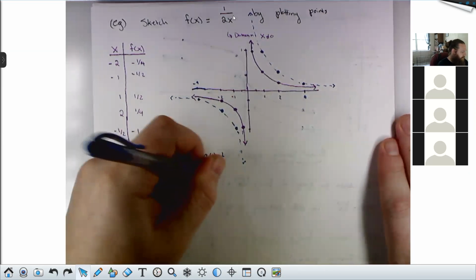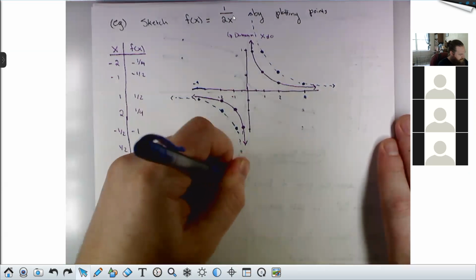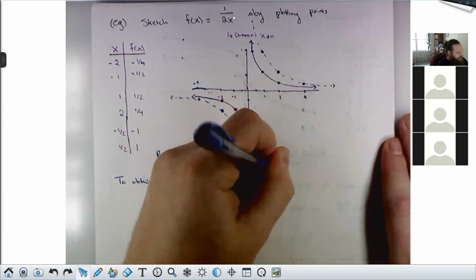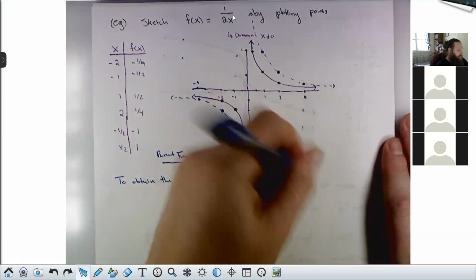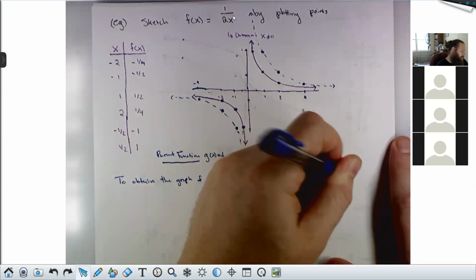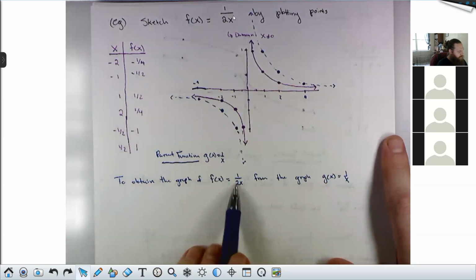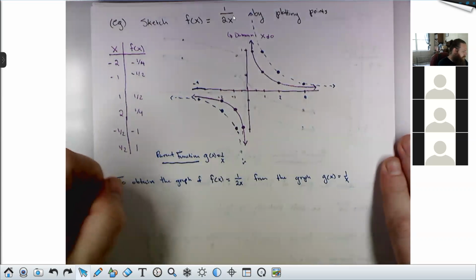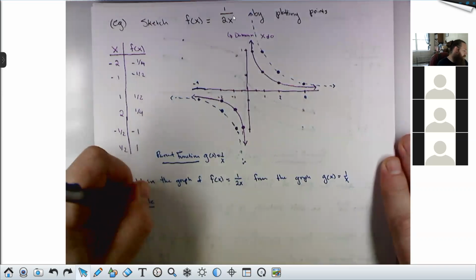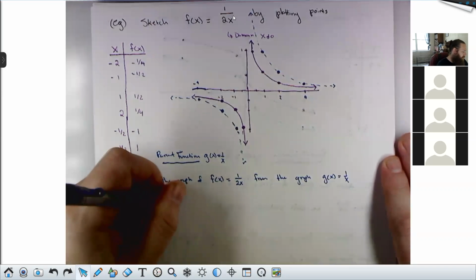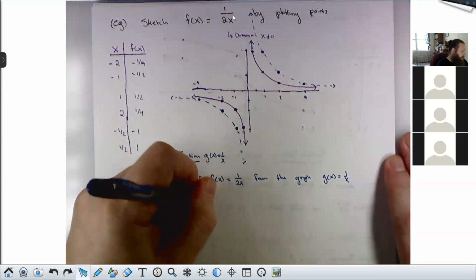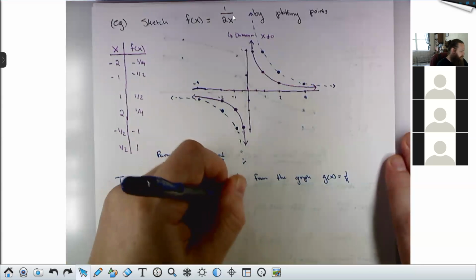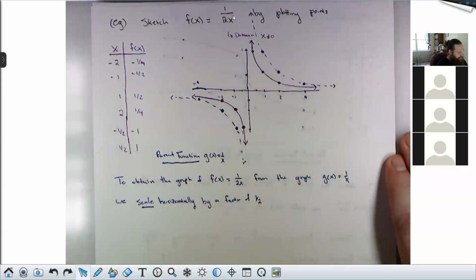So to obtain the graph of f of x equals 1 over 2x from the graph g of x equals 1 over x, we're kind of multiplying on the inside by a 2. And what that means is we've got to squish in. The term here is scale horizontally by a factor of 1/2. In other words, you multiply all the x values by 1/2.